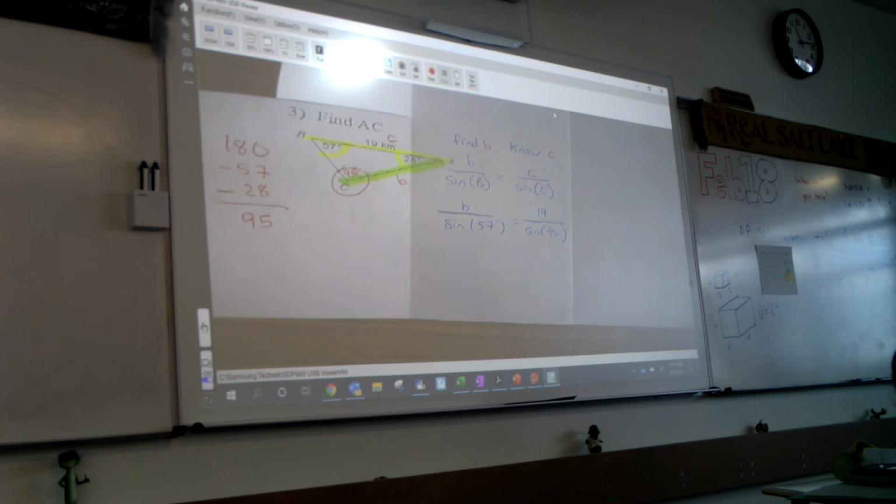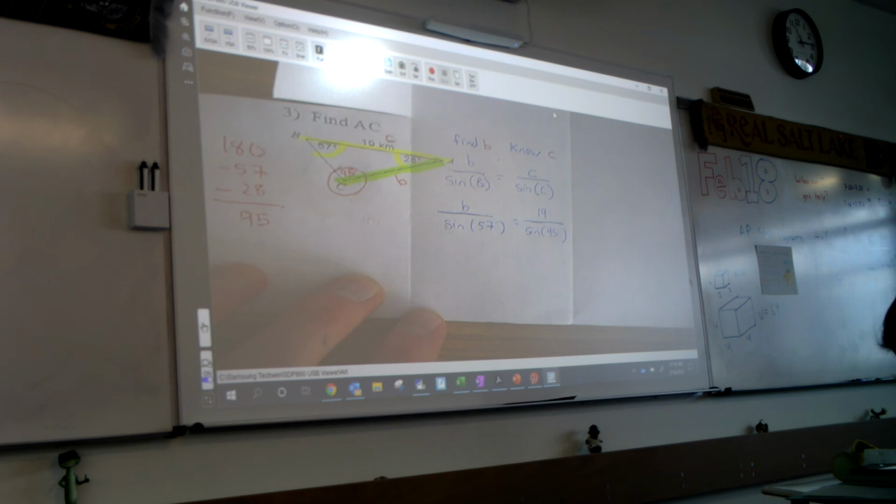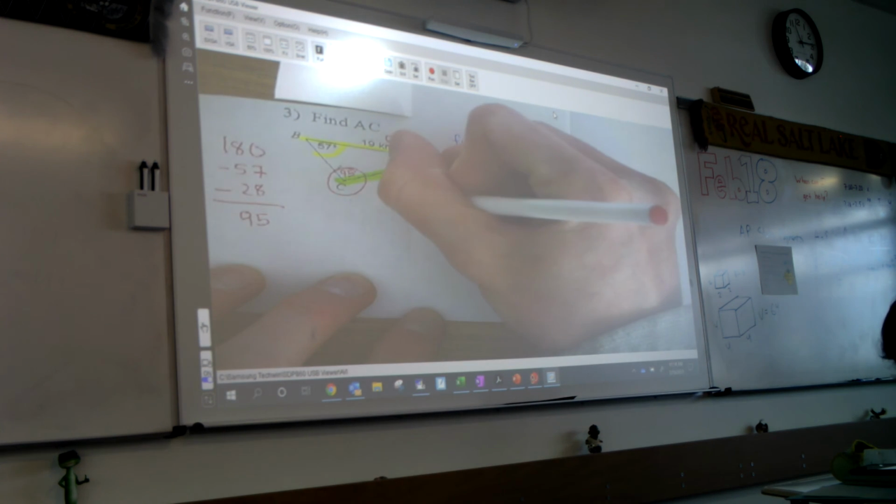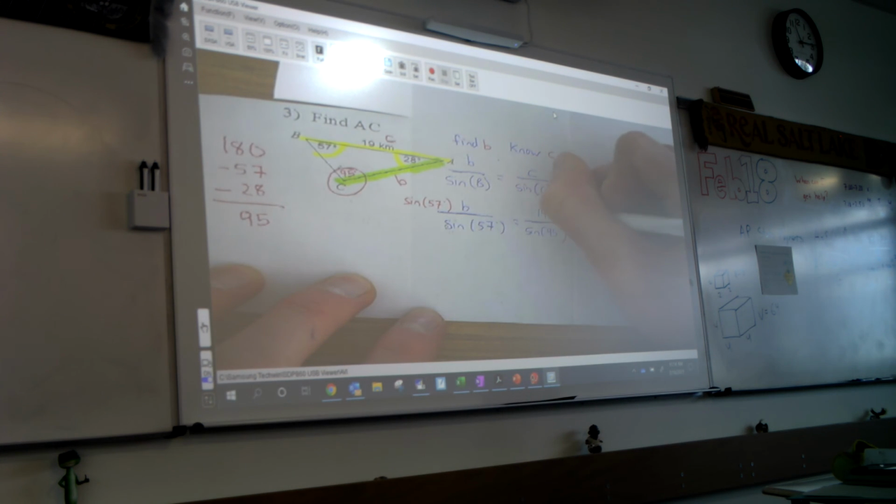All right, so now, David, what am I going to do on both sides? If I want to solve for B, what would be the next step? So that's if I'm finding an angle, that's a good one. But this one, if we're dividing by the sine of 57, we want to do the opposite of dividing, which would be, yeah, that's multiply both sides by the sine of 57. And that's actually all I need to do.